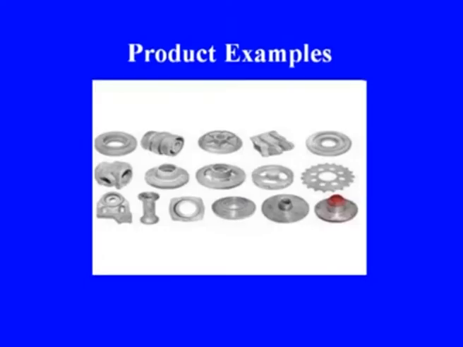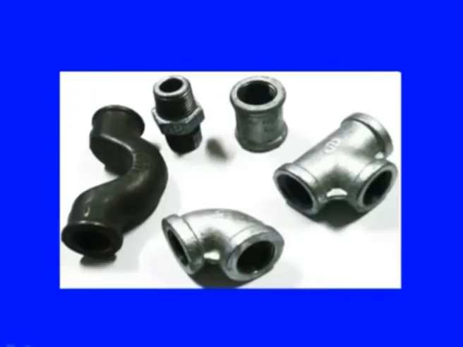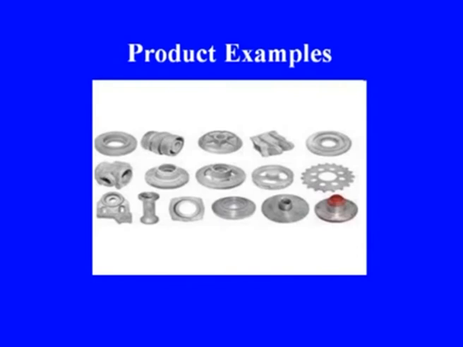Here are some examples of the products manufactured by this process. Here we can see easily even the complex shapes can be manufactured by this process. In the previous figure, we have seen some of the parts that require precision and very high surface quality can also be produced using this process.